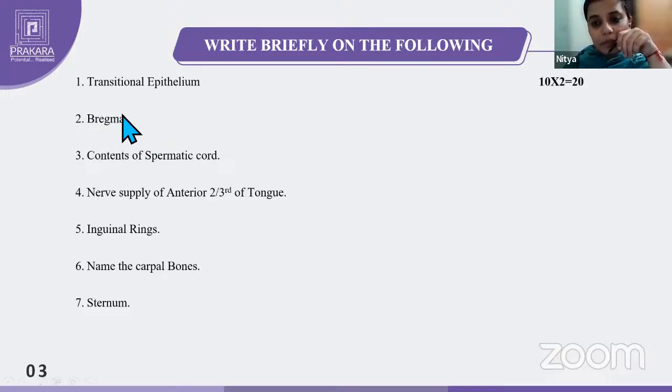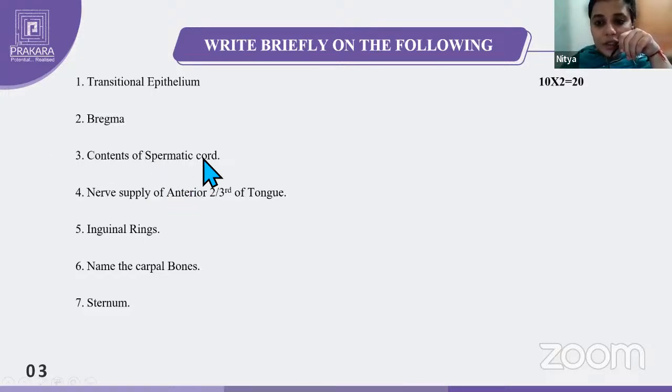Then what is bregma? Bregma, it is the meeting point of coronal and the sagittal suture in the vault of the skull. It is a point for the presence of anterior fontanelle, which are the membranous covering, which later fuse and ossify after the age of 18 months. So all this you can mention about anterior fontanelle and where is the bregma located.